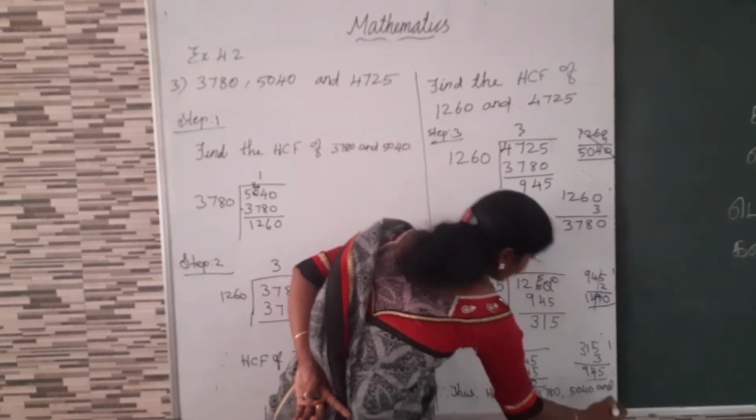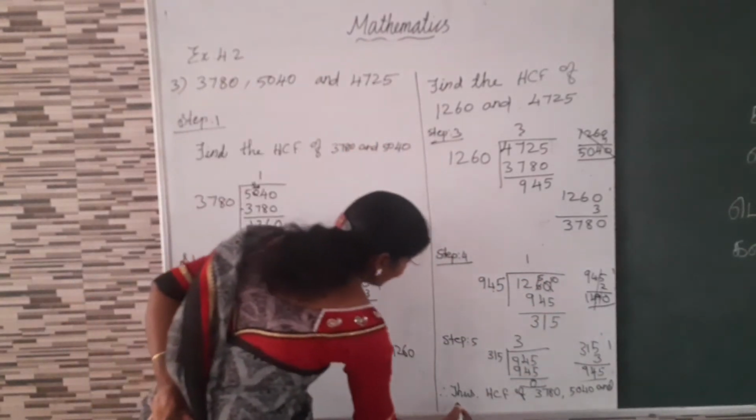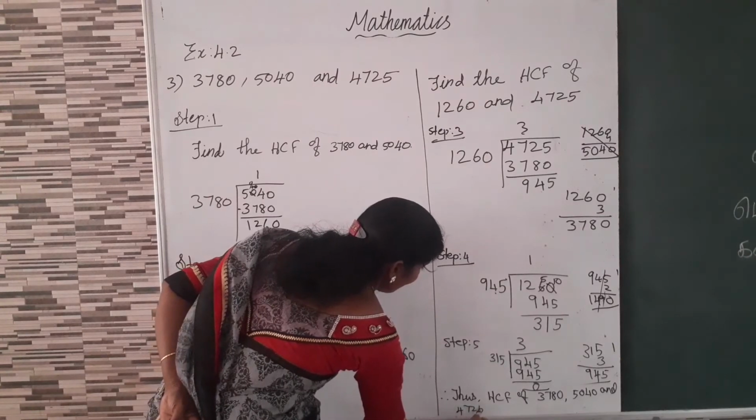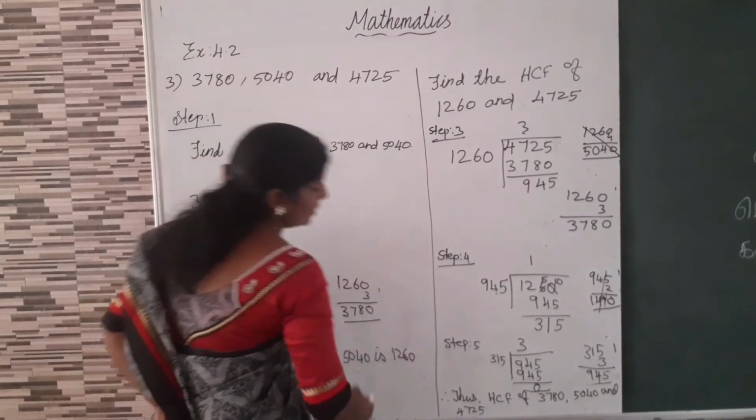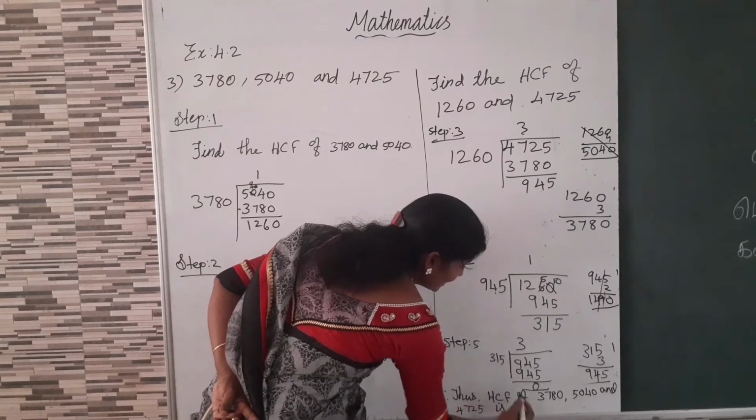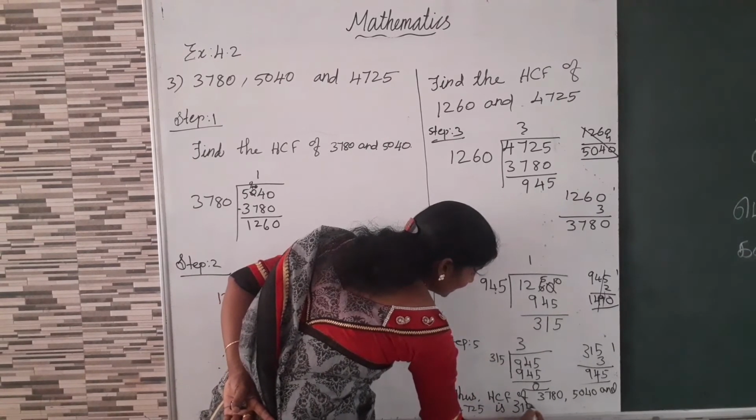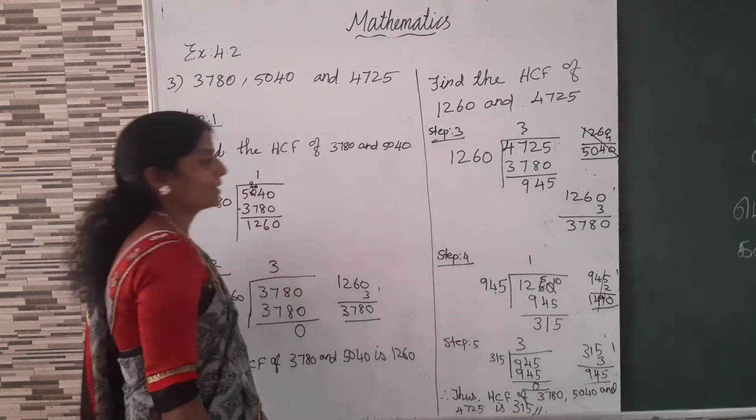3780, then 4725 is, which is the HCF? 315. 315 is the HCF.